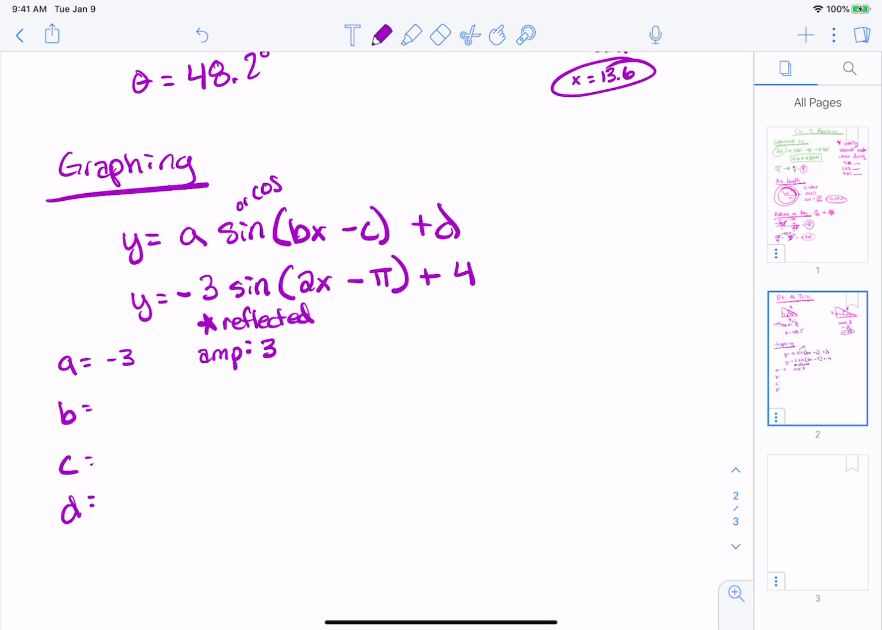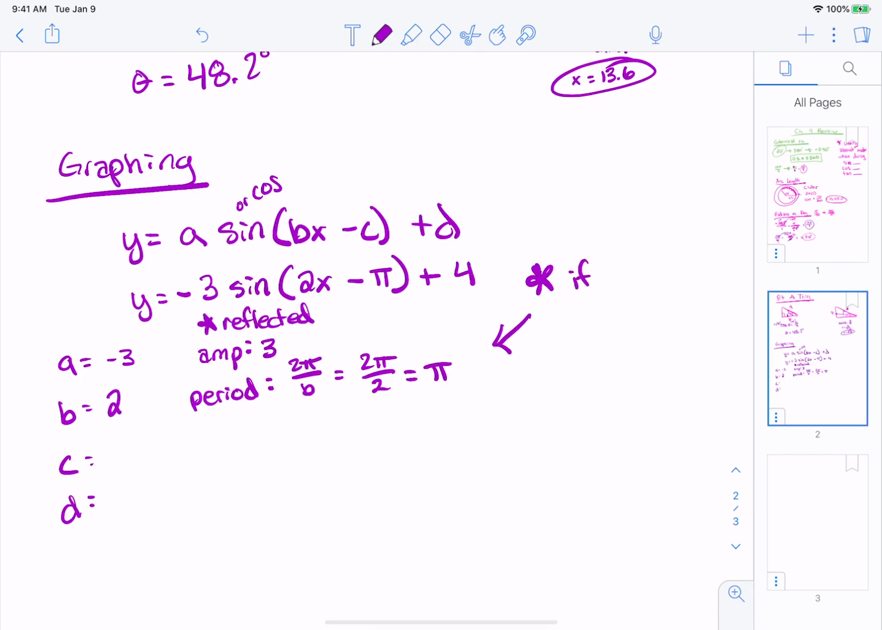B. What's the B value? 2. What does that 2 help me find? Period. Okay. And to do the period, I have to take 2 pi and divide by B, which is 2, pi over 2. So my new period now is pi. I'm going to put a little star by period because if it's tangent or cotangent, what's the period? So the period is pi instead of 2 pi. So you would do pi over b instead of 2 pi over b.